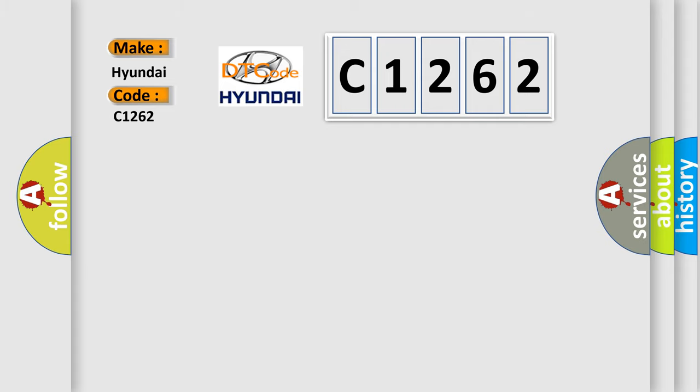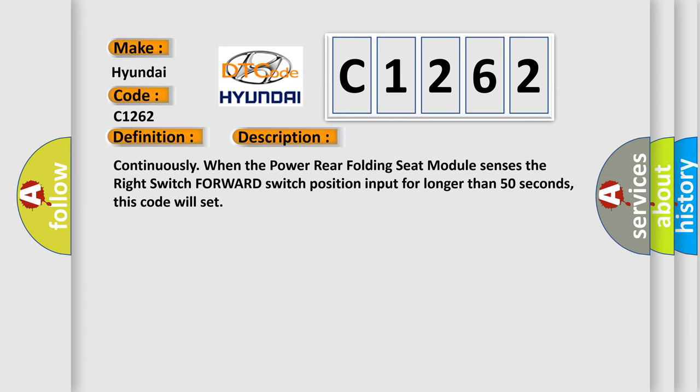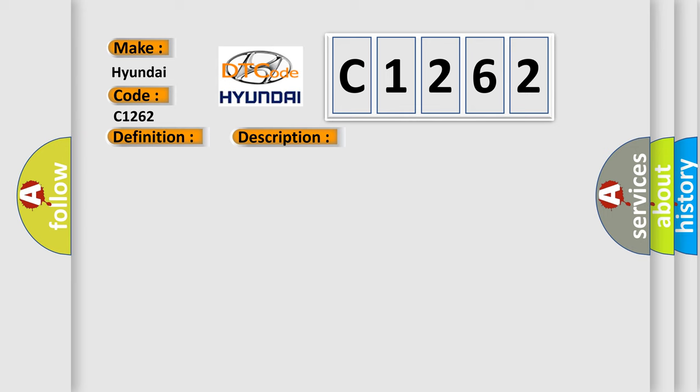C1262 mean specifically for Hyundai cars? The basic definition is third row seat right backrest switch stuck forward. And now this is a short description of this DTC code. Continuously when the power rear folding seat module senses the right forward switch position input for longer than 50 seconds, this code will set.